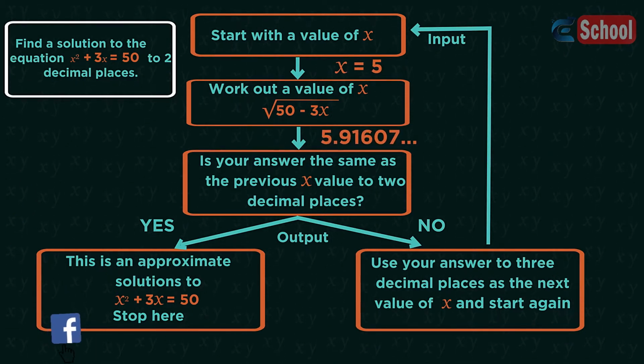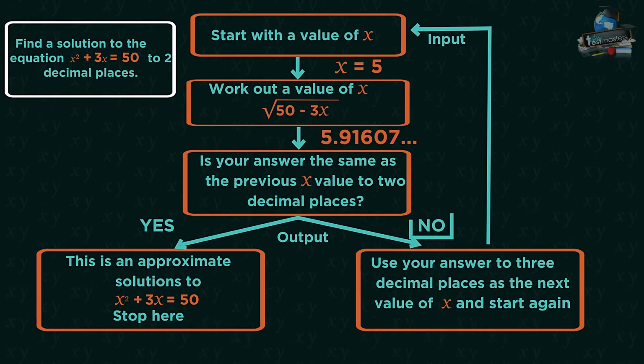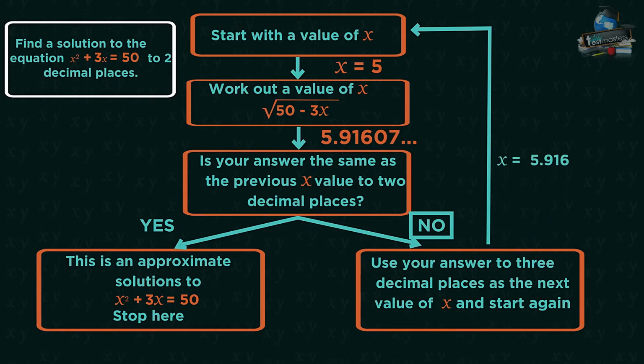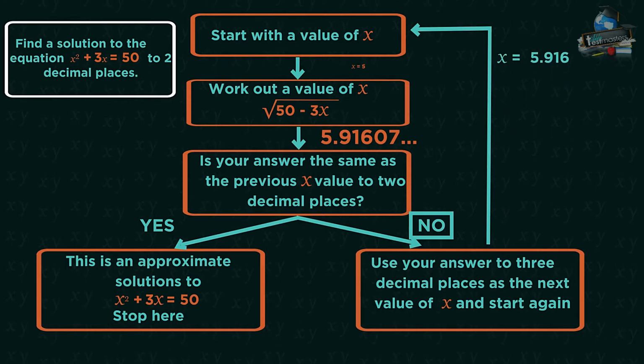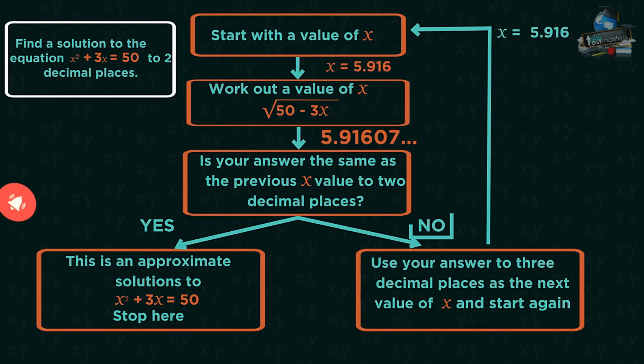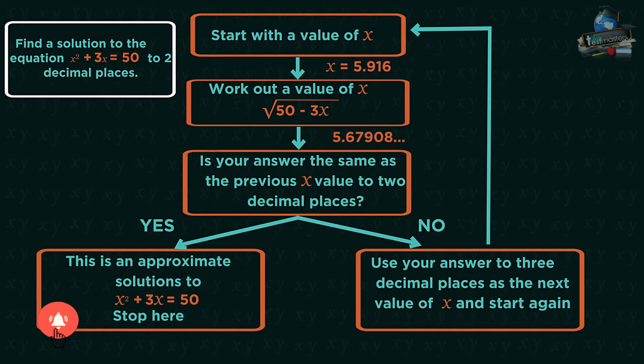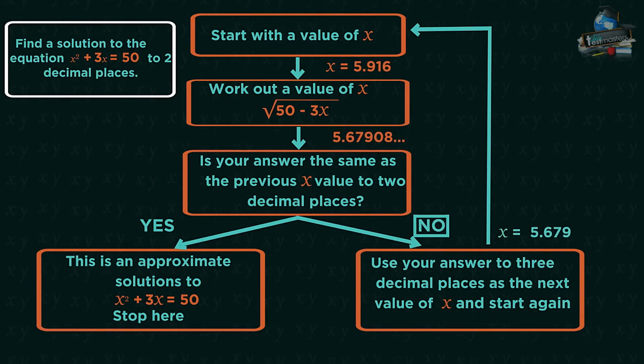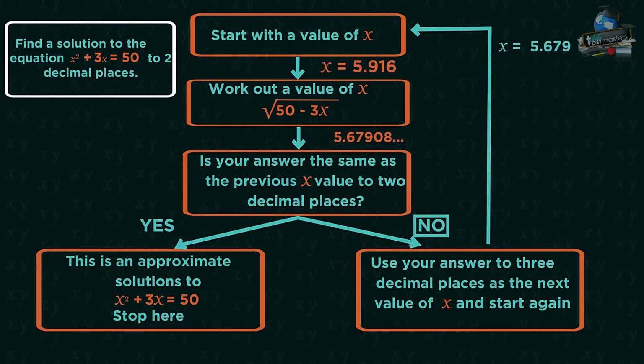We get x is 5.916, etc. This doesn't equal our starting value of 5, so then 5.916 goes back into the cycle. In goes 5.916 and out comes 5.679, which is different. So we put it back into the cycle.